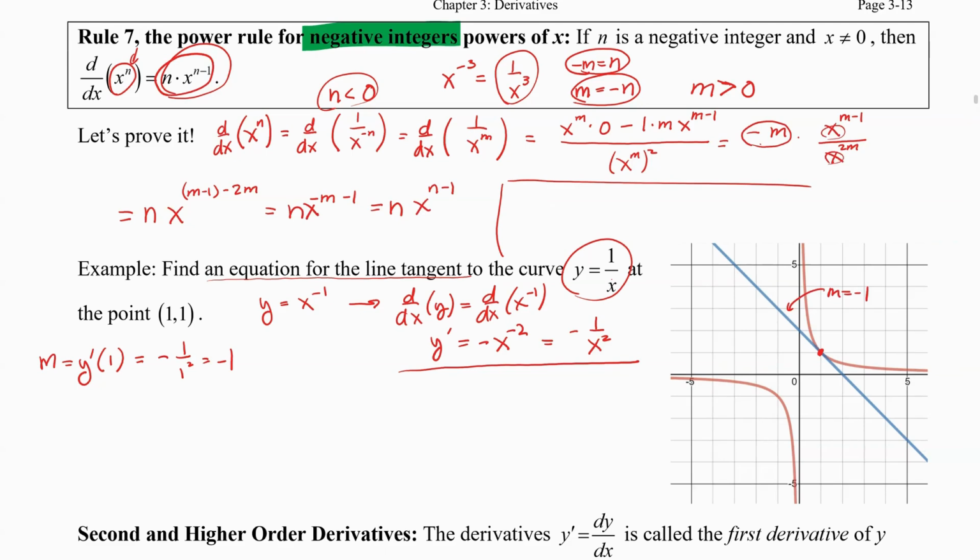Second, we need not only the slope, but we need the equation of that line tangent. Now, I want you to put into your memory banks, whenever we're asked about a tangent line, we need two things. We need a slope and we need a point. We found the slope. It was negative 1. Do we know a point? Oh, they gave us a point, 1 comma 1.